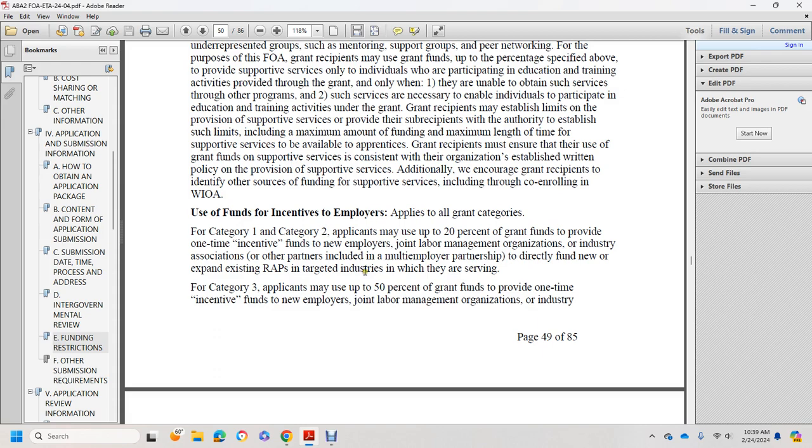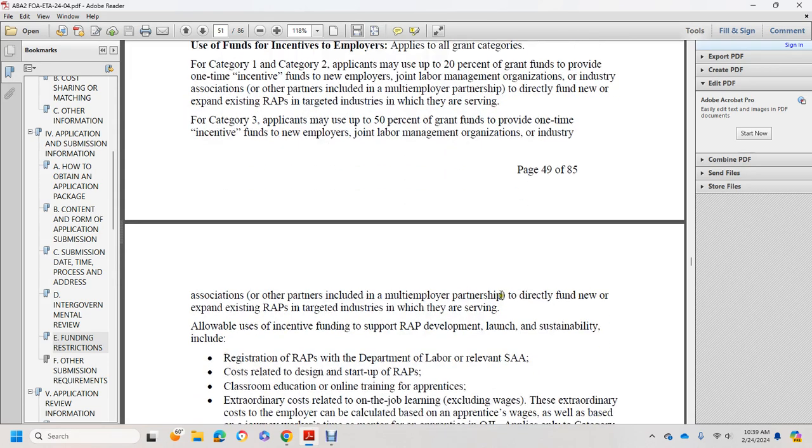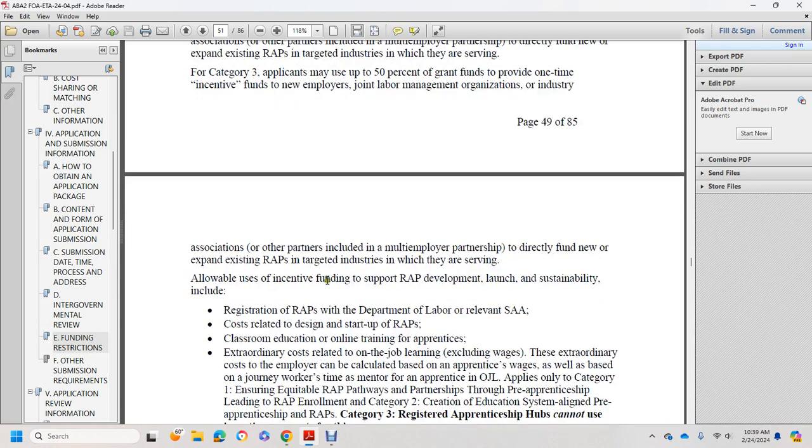For Category 3, applicants may use 50% of the grant funds to provide a one-time incentive to new employers, joint labor management organizations, industry associations, and other partners, including multiple employer partnerships, to directly fund new and expanding registered apprenticeship programs in the targeted industry in which they are serving. The incentive funds support registered apprenticeship development, launch, and sustainability, including registration of the registered apprenticeship with the Department of Labor or the relevant state apprenticeship agency.